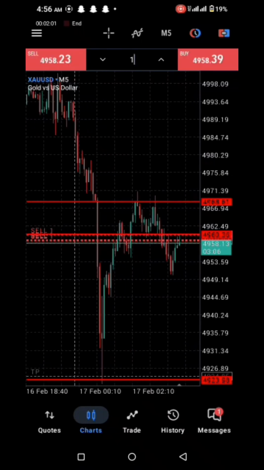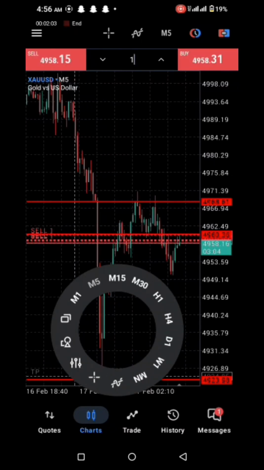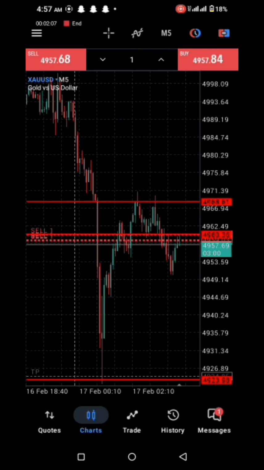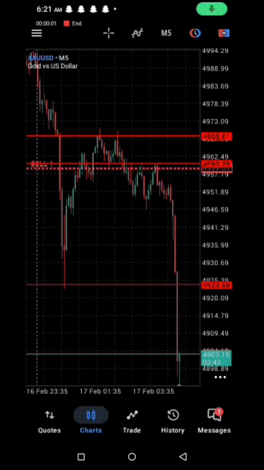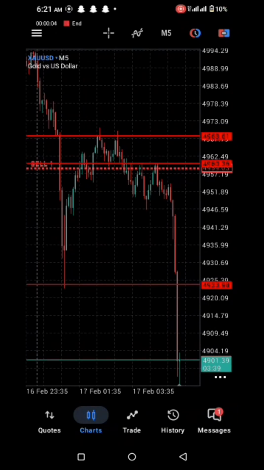So this is how the break and retest strategy works. So we are going to do a before and after of this trade. Alright, so that is it. Be on the trade. It's as simple as that. It's a very simple strategy. You just follow the rules at all times.